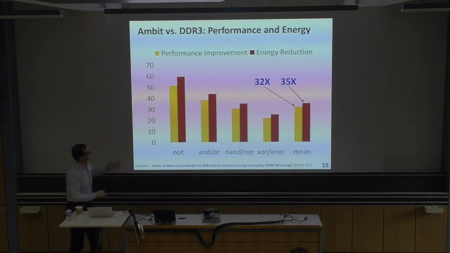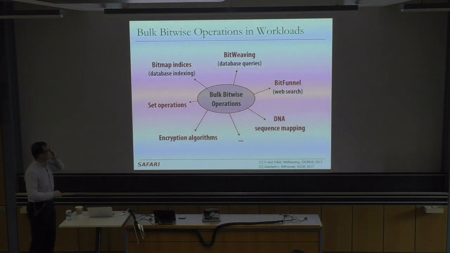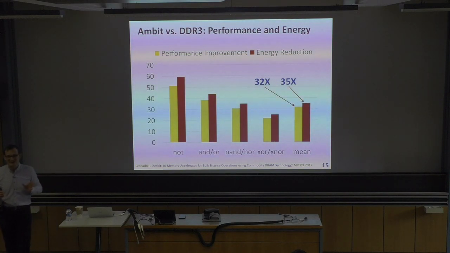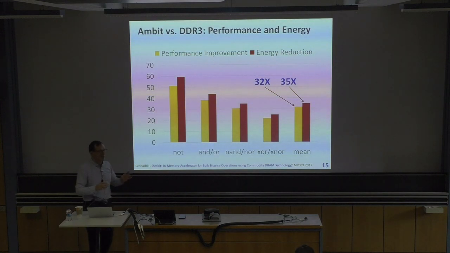Okay. So this is the summary. I already gave you these results. I think the results are actually quite large, and this is not even optimized, in my opinion. Now the next question is, of course, who cares about this? Like, you have these huge bulk bitwise operations, but do you care?